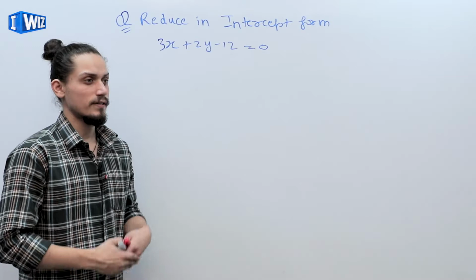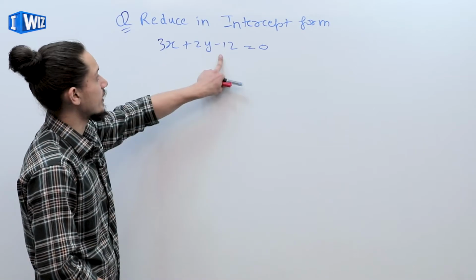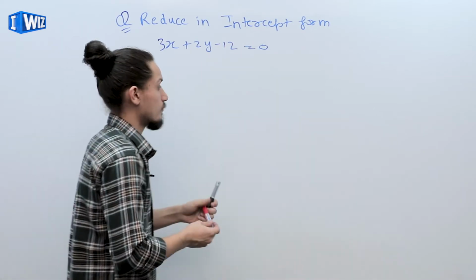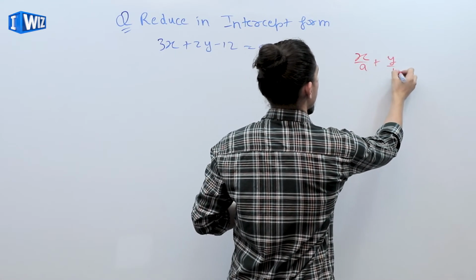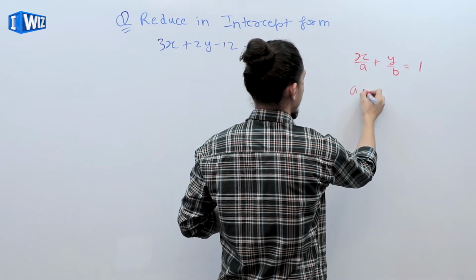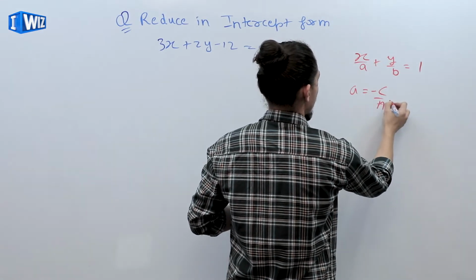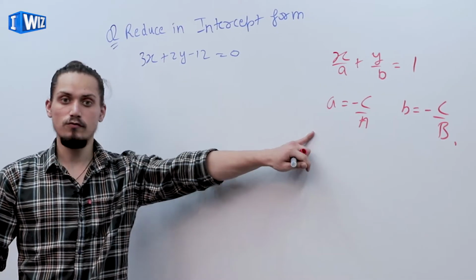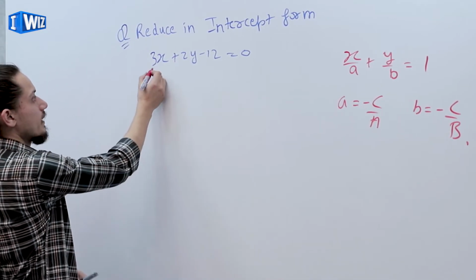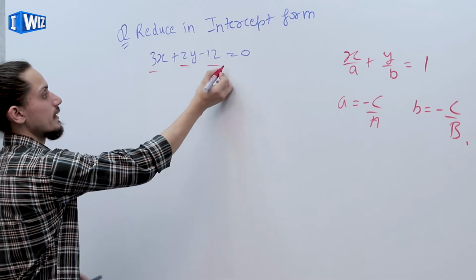Hence the solution. Now in this example, we have to reduce this equation to intercept form. Intercept form क्या होती है? x upon a plus y upon b is equal to 1, where a is equal to minus c upon a and b is equal to minus c upon b. ओके हमें इस फॉर्म में इसको रिड्यूस करना है. हमारे पास a क्या है यहाँ पे 3, b है हमारे पास 2 और c है -12.